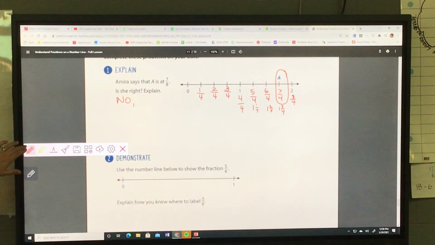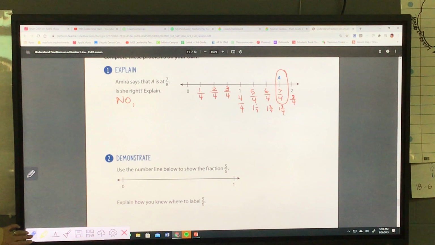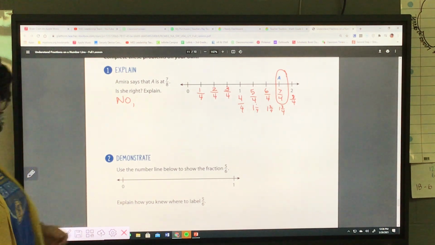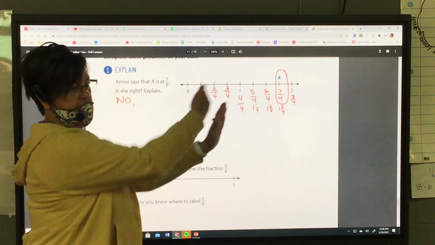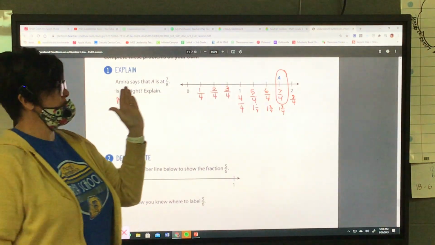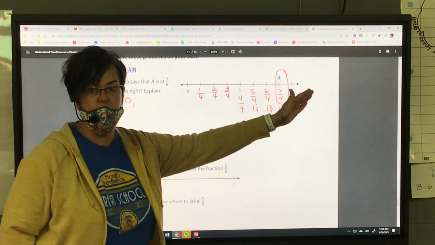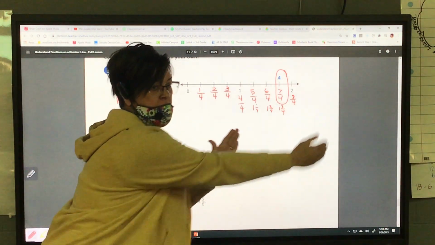Amy, what would you say? No, she is not right because she did not count between 0 and 1 and that was her denominator. She thought 8 was her denominator because she probably didn't know that 1 really. Do you understand what Amy was saying there? Yeah. That instead of going from 0 to 1 and counting the equal parts, she went from 0 to 2 and counted all of those parts.